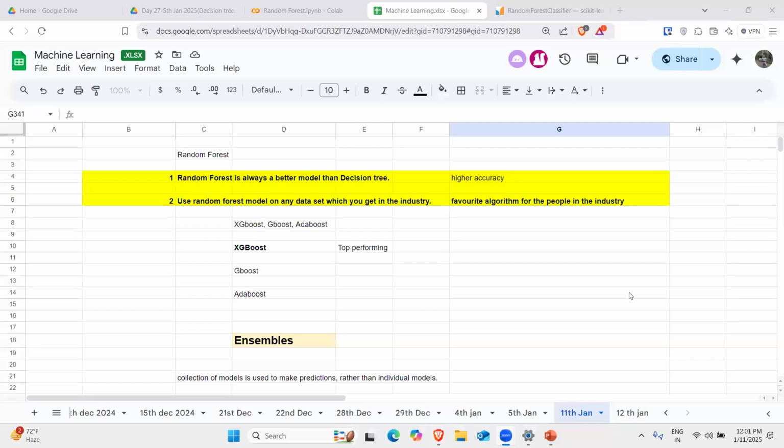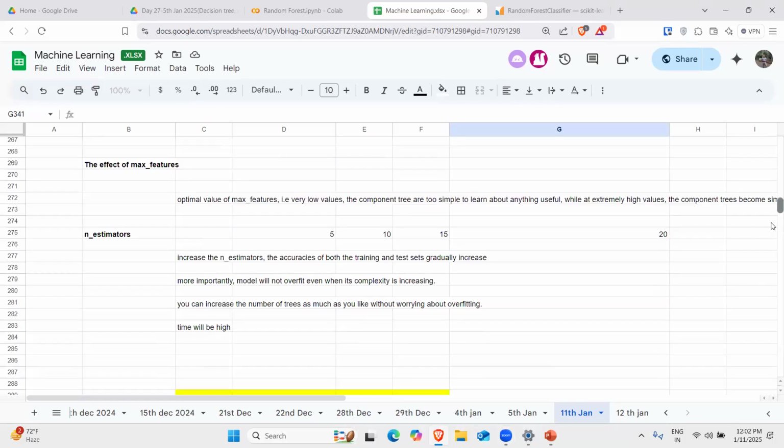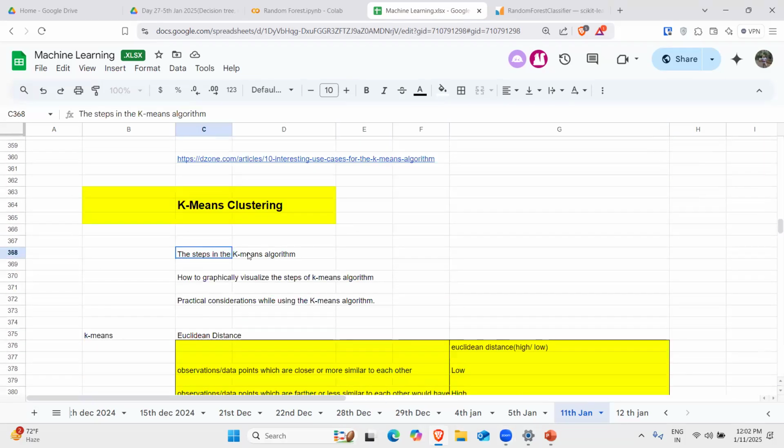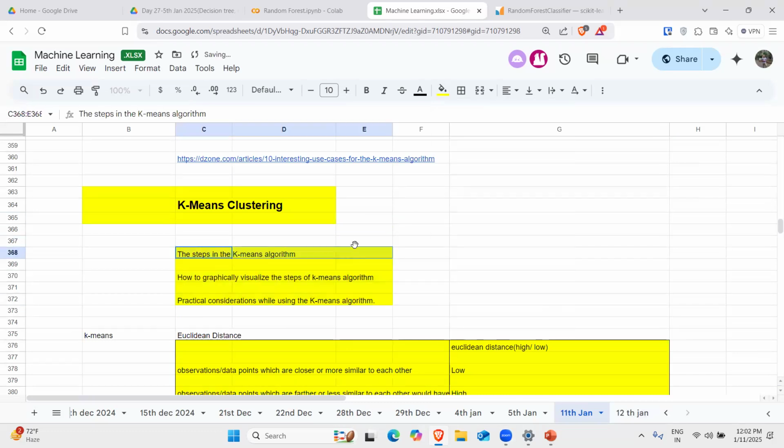Can I take my reference data point for finding Euclidean distance randomly, or are there some criteria to choose them? We have not discussed that yet. That comes under the steps of K-means clustering, right? See, while starting K-means clustering, we saw this agenda, right? This is going to be your agenda. We still have not touched this topic.